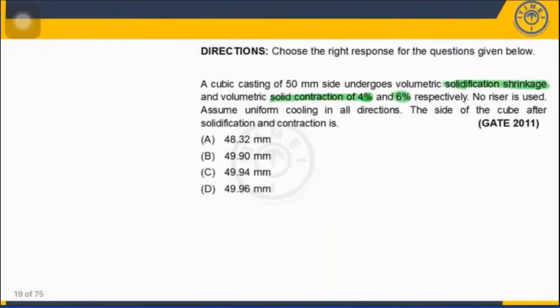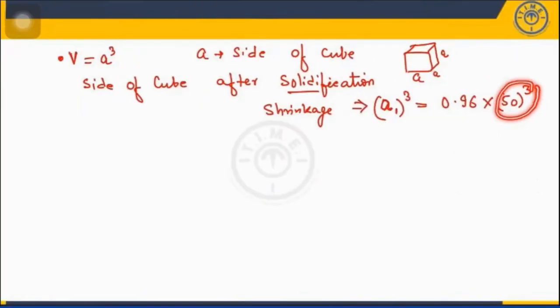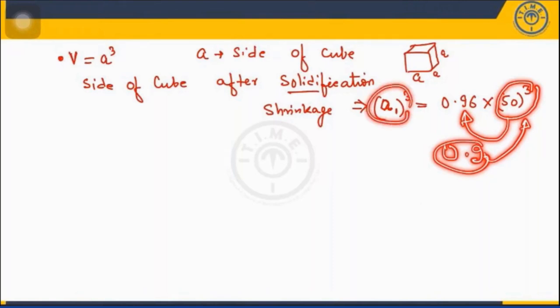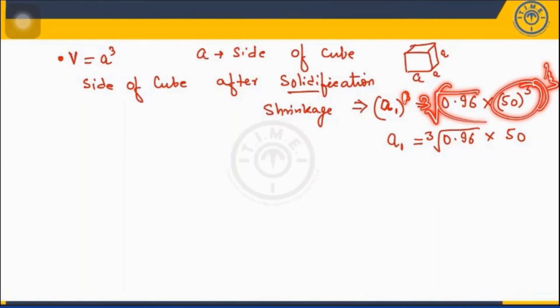Why have I written this? Now see, 4% shrinkage is happening. That means whatever volume you have initially, with 4% shrinkage it will be multiplied by 0.96. If it is a 10% shrinkage, then it will become 0.9 times the original volume, which is the volume after the first shrinkage. So A1 cubed is equal to this. From here I can calculate the value of A1, which is the cube root of 0.96, and the cube root of this will become 50. What I have done is taken the power of 1 by 3, so this will become the cube root, and this will become 50.